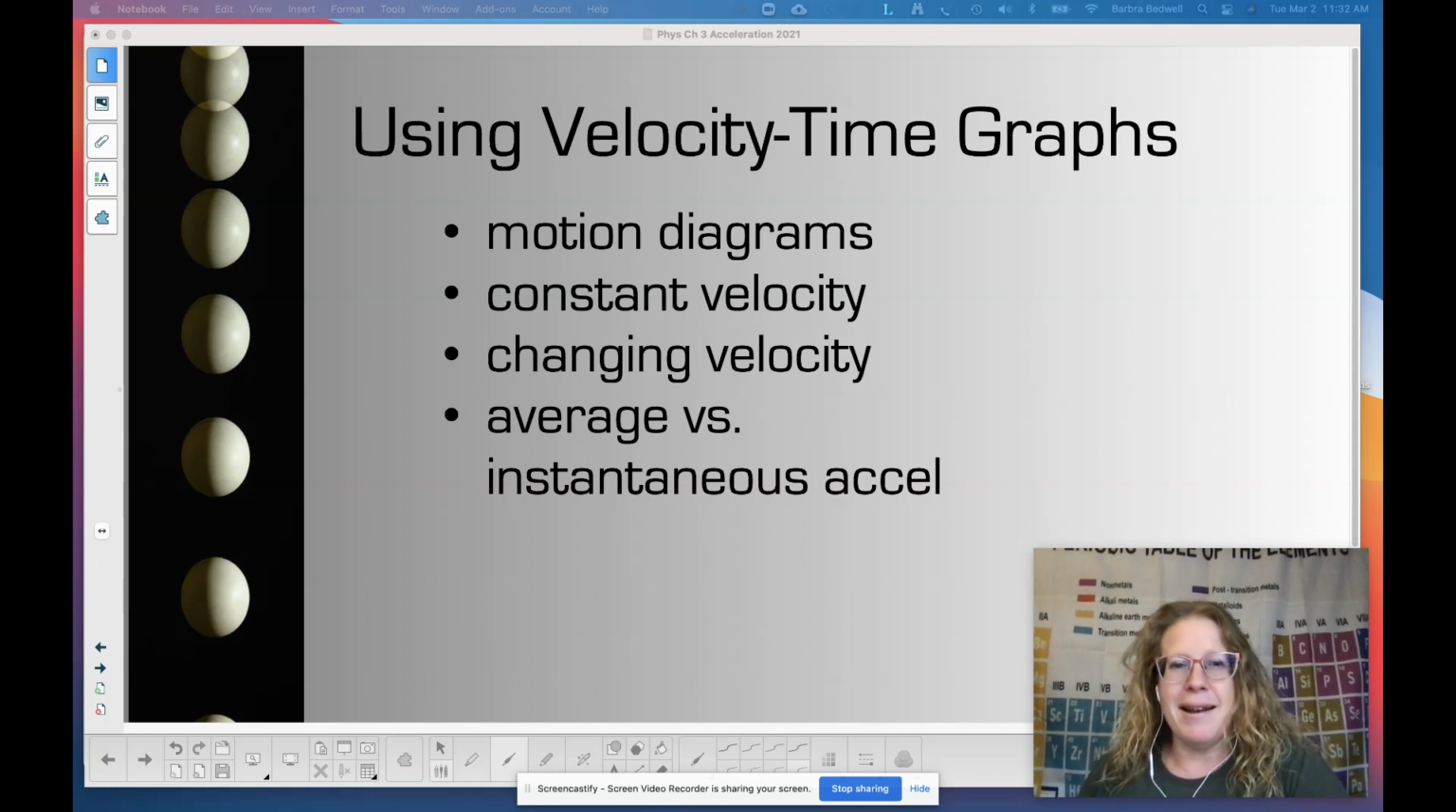So we'll take a brief look at what motion diagrams are, how we graph it if something's velocity is changing versus staying the same, and then how we look at the ideas of acceleration on graphs, instantaneous and average acceleration. I'm just going to briefly touch on that topic. So moving on here, what do we got?